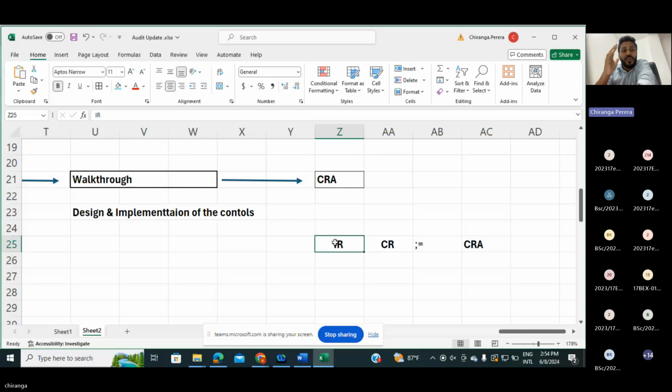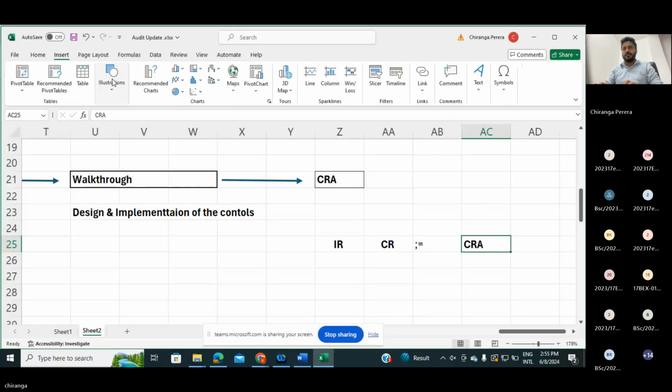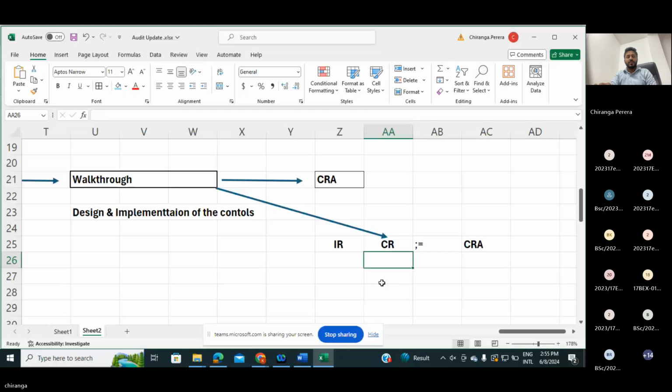Before we are implementing controls, what are the risks we have? Inherent risk. To mitigate inherent risk, we are putting controls in the process. That was the area we tested under the walkthrough test. So then for CRA, how are we going to get your control risk conclusion from the walkthrough? From the walkthrough test, you are getting your control risk.